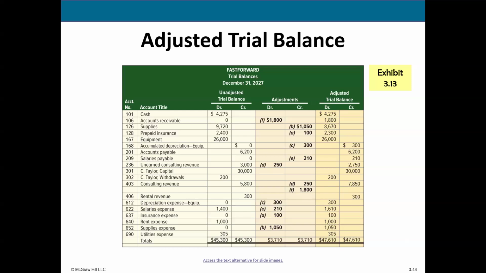We made an adjustment to accounts receivable, supplies, prepaid insurance. We did our depreciation, salaries payable, unearned consulting revenue, depreciation expense, salaries expense, insurance expense, supplies expense. So we worked through A, B, C, D, E, F. We worked through 6 different examples represented by letters A through F.